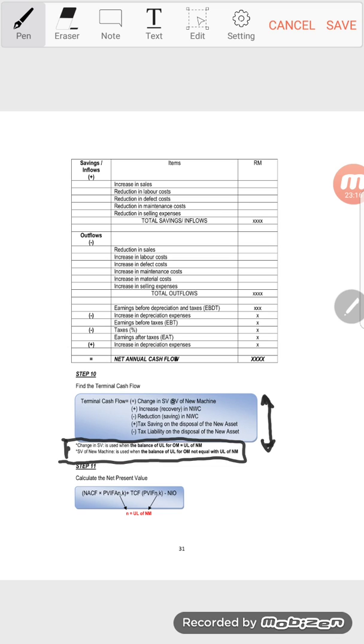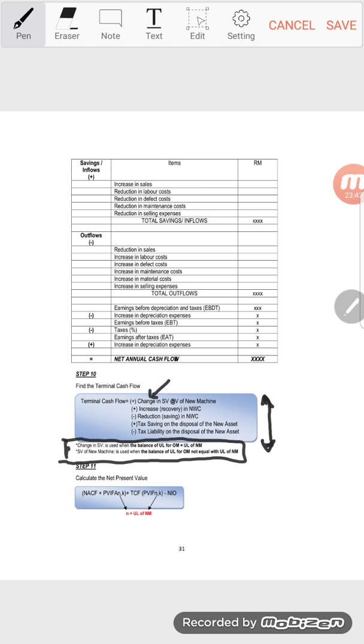Kita guna changes in salvage value when the balance ataupun remaining useful life for old machine is equal to useful life of new machine. Tadi remaining of useful life untuk old machine is 5 years and useful life for new machine is 5 years. So dia sama. Bila sama kita guna changes in salvage value. Kalau tak sama baru kita guna new salvage value of new machine.